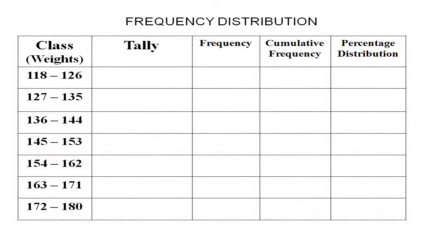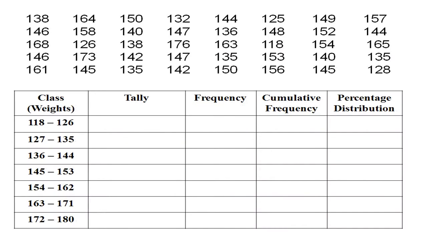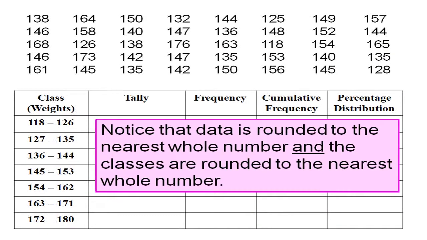Now, after we have the class limits here, what is our next step? You have to tally them up and see how many classes is between 118 and 126. That's right. And what you're doing there is basically you're just counting. You're saying, okay, let's look at this.